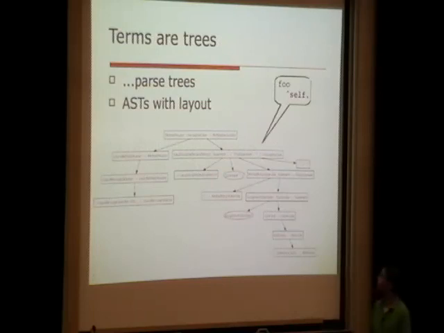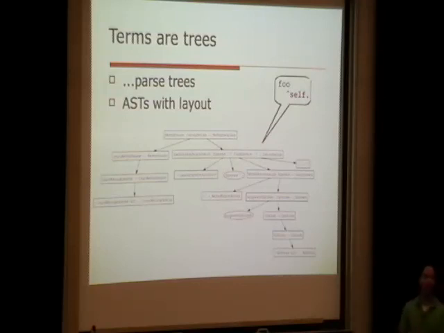So concretely, I hope that this picture is readable. No. Well, it doesn't matter. I mean, it's clear that it's a tree, isn't it? Okay. So terms are trees, and what kind of trees? They are parse trees, and not just abstract syntax trees. They are abstract syntax trees that include all information of the source text, including comments, white space, and so on. And as an example here, I've written down a little piece of Smalltalk, and the parse tree you see there is what you get when you parse this piece of Smalltalk using my grammar.